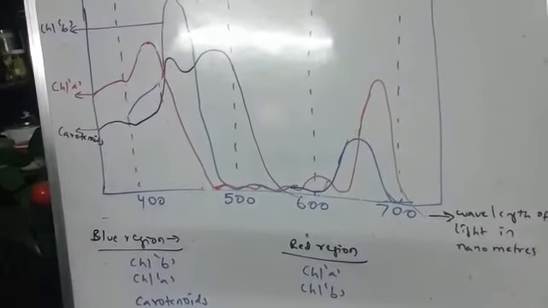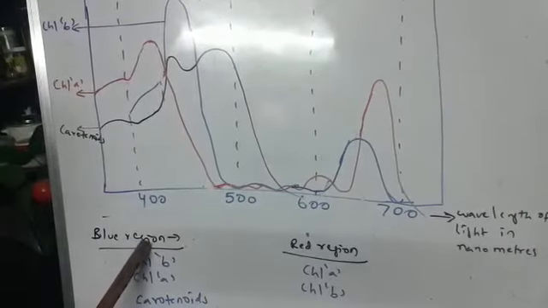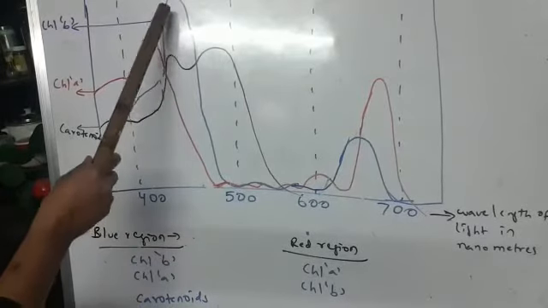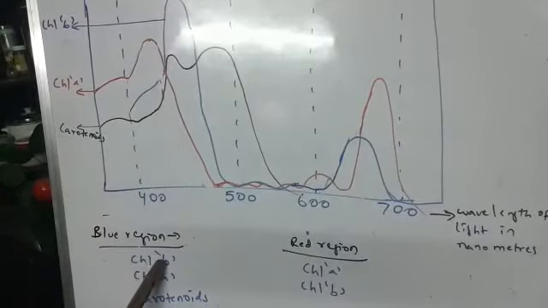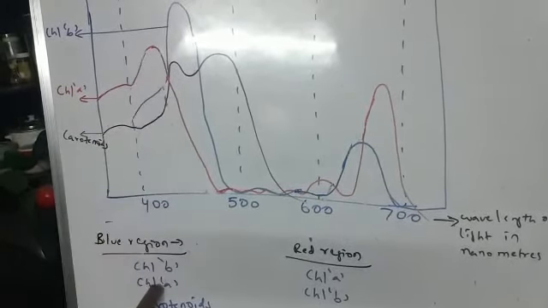Right, so this is the blue region. The pigment that absorbs the blue region most is chlorophyll B, so it can absorb blue light more than chlorophyll A. Even chlorophyll A can absorb blue light, but compared with chlorophyll B its absorption is a bit less. And carotenoids are the least in absorbing blue light.